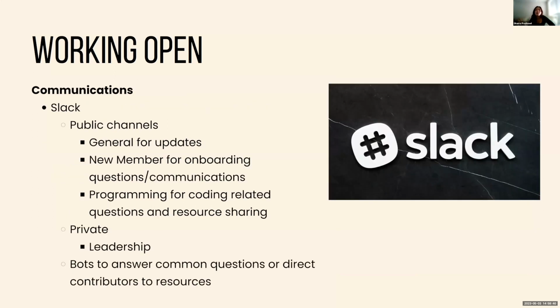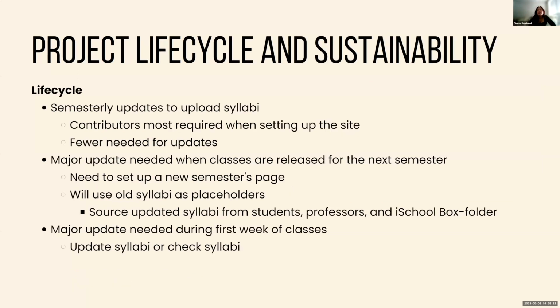Communication, we'll be using Slack. Public channels will include like the general channel for updates, new member for onboarding questions or communications, and then a programming channel for coding related questions and resource sharing. And then the private channel, so far I can only think of one. This is open to being changed later, but it's a leadership channel. So this will be private because sometimes there's things that the public it's not efficient for everyone to hear about and like be able to comment on. And then other times it could be a problem about a specific contributor or a security concern that it's not best for all contributors to know about. And then we'll also be utilizing bots to answer common questions or direct contributors to resources that relate to their questions.